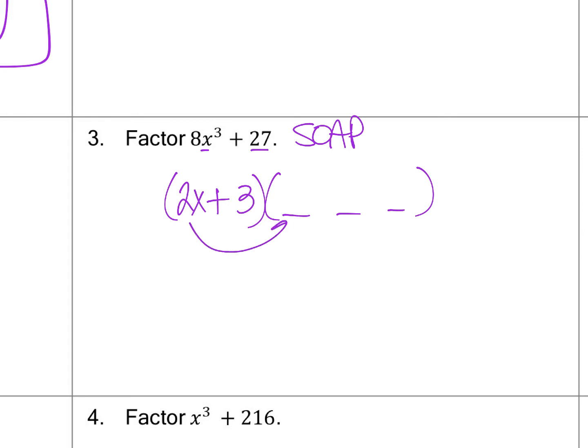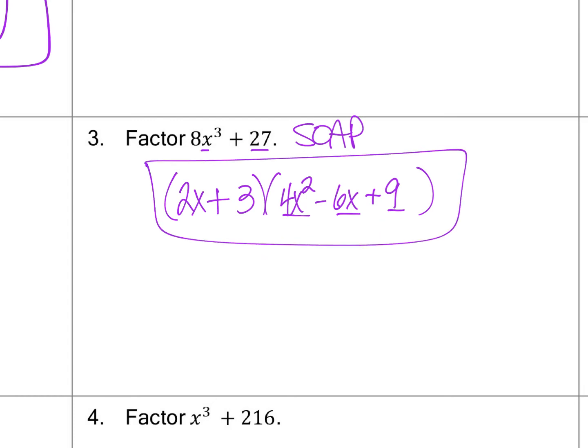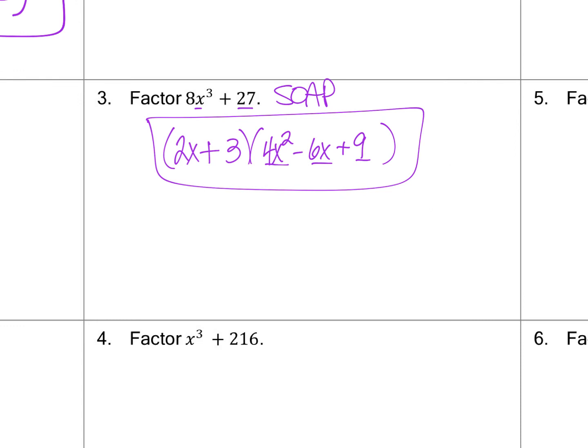To get this term, we square 2x, so 2x times 2x is 4x squared. We multiply these to get the middle, so 2x times 3 is 6x, but we do the opposite sign, which is minus. And then we square the last term in the binomial, and 3 times 3 is 9. It's always positive. Again, once you have factored cubes, then that's as far as you can go. You can always check it by multiplying it back through and combining like terms.